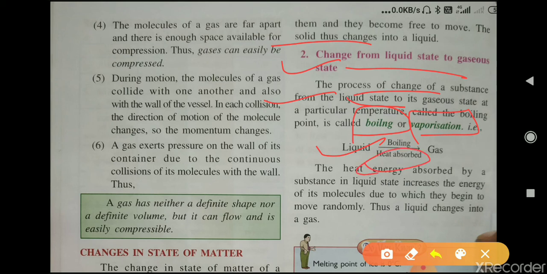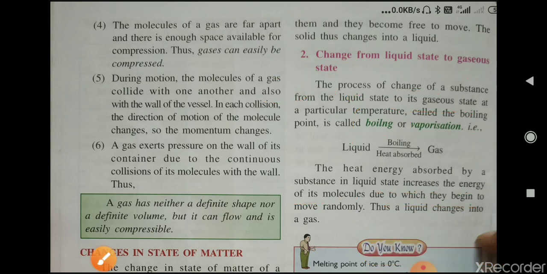The heat energy absorbed by the substance in liquid state increases the energy of its molecules, due to which they begin to move randomly and liquid changes into gas. As in case of solid to liquid, in that also the molecules absorb heat, and because of that heat the energy increases and therefore they become free to move and solid changes into liquid. The same way liquid changes into gas on absorption of heat.